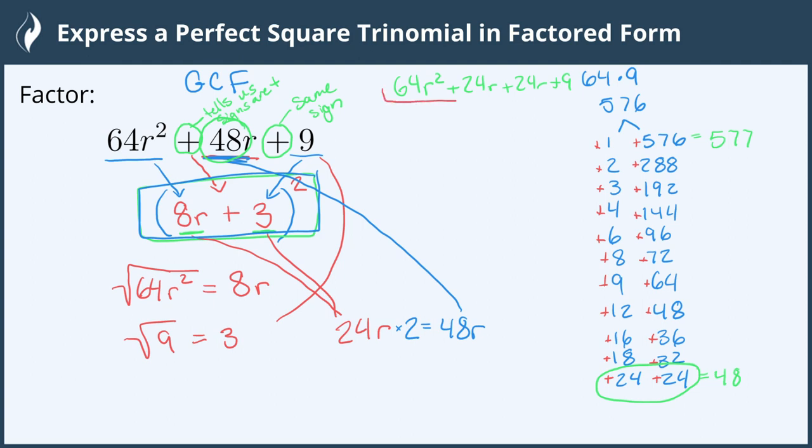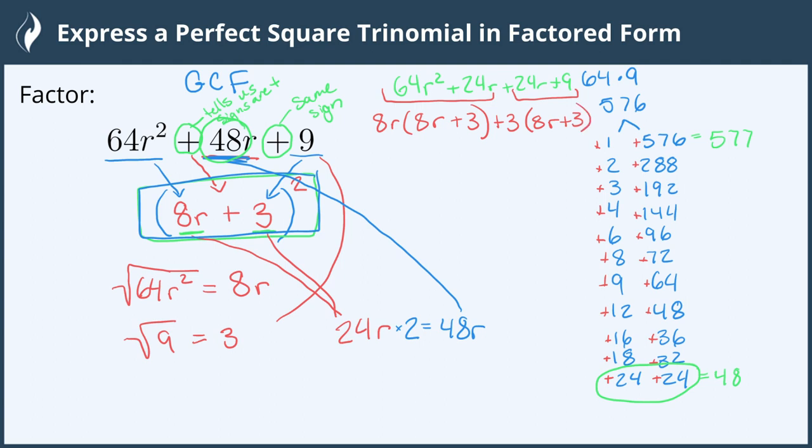We'll group our first two together and our second two together and find common factors. 64 and 24 are both divisible by 8 and r. So we'll remove 8 and r, factoring them out, leaves us with 8r, and 24 divided by 8 is positive 3, and r divided by r cancels. Then in 24r plus 9, we'll factor out a positive 3, which leaves us with 8r plus 3.